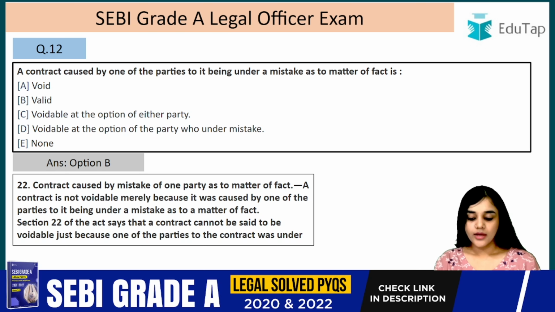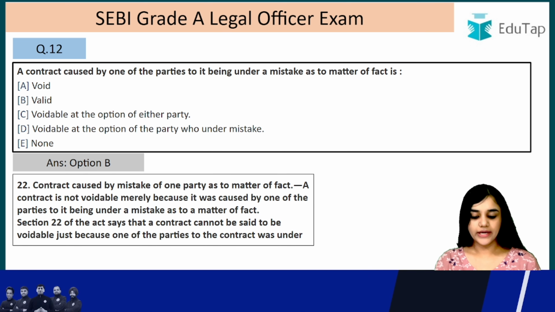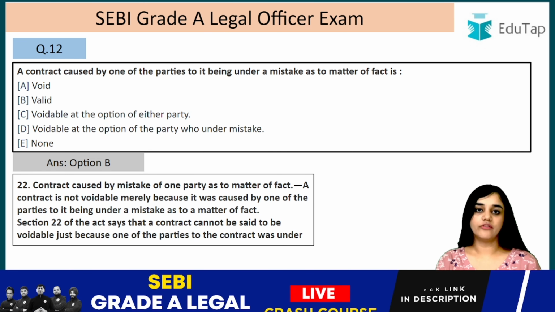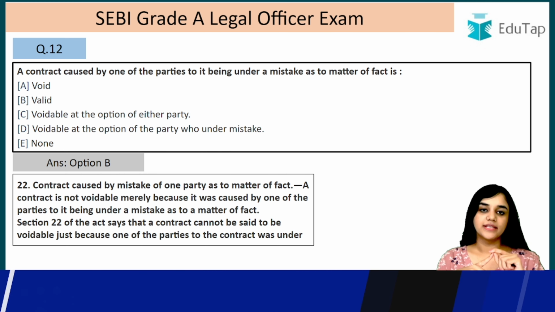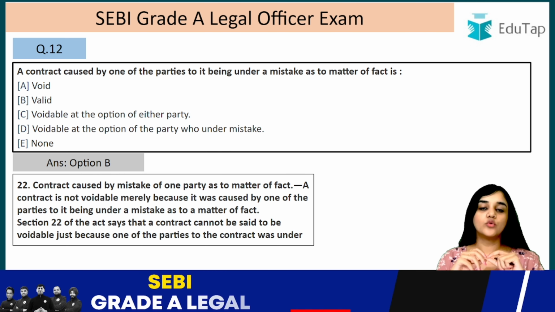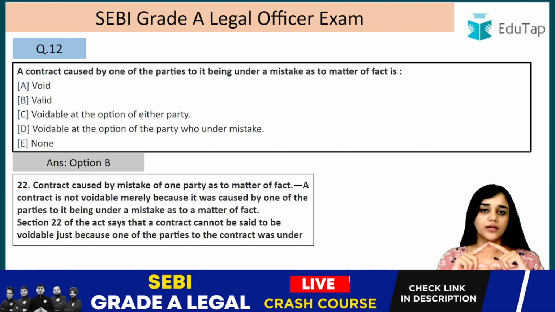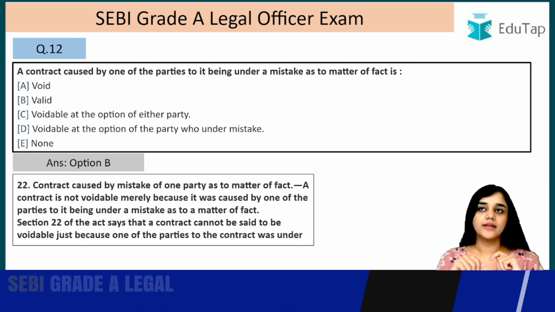Let's read it. A contract is not voidable merely because it has been caused by one of the parties to it being under a mistake as to the matter of fact. Example, A was under a misconception. He was mistaken about a certain thing about a product. So in that case, it does not become voidable at the option of A. Right? I'll give you an example.